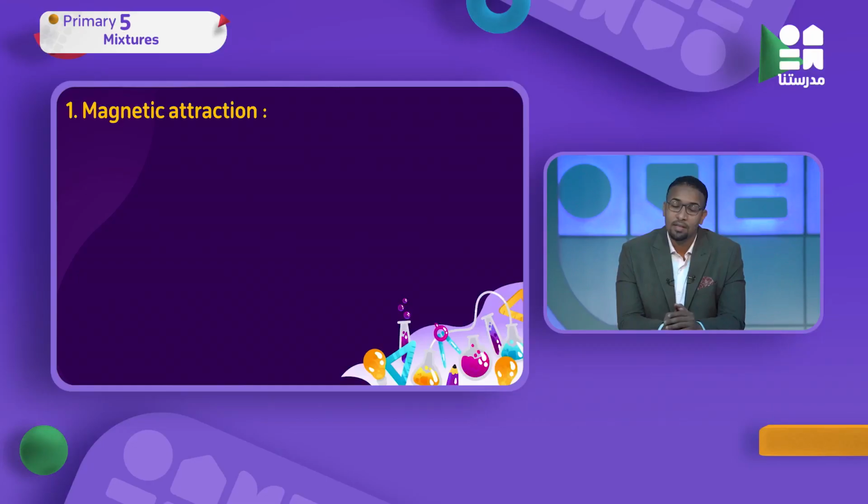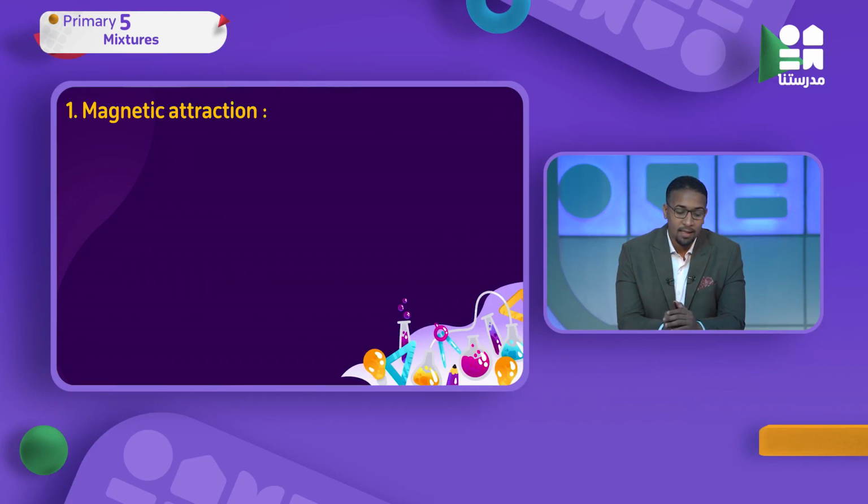So we will start with separation of mixture. First method, magnetic attraction. Who knows what is magnetic force? Yes, we studied that before.